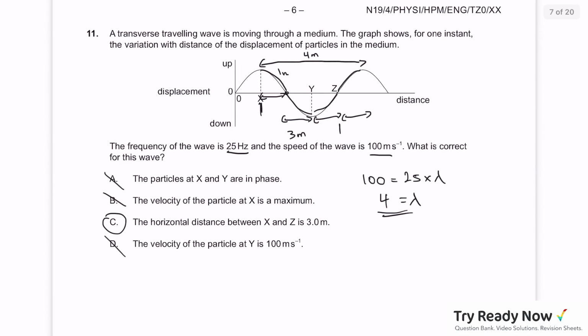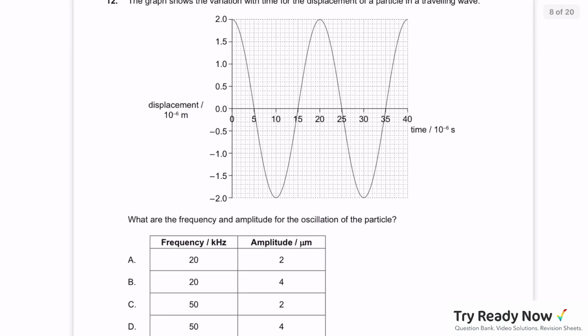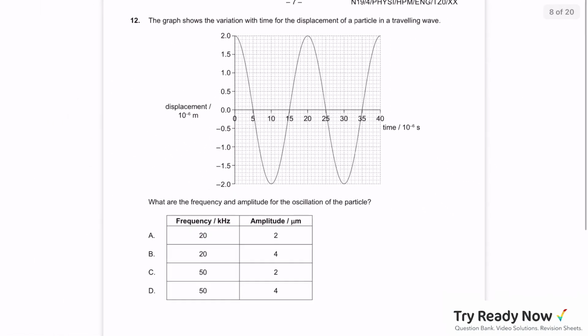So let's move on to question 12. Question 12 is another wave question. We are presented with a displacement time graph now, showing the displacement with time of a particle in a traveling wave, and we're asked to deduce the frequency and the amplitude.